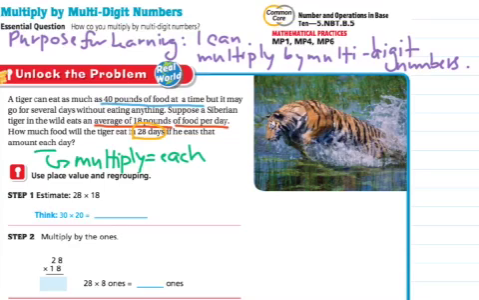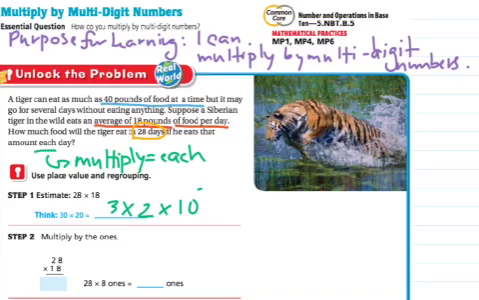So what we're going to do is use place value and regrouping. Step 1, just like in the previous lesson, we are going to estimate. So it says estimate 28 times 18. We're going to round 28 to 30 and 18 to 20, just because it's easier to do these two, because there's a basic fact hidden inside of 30 times 20.